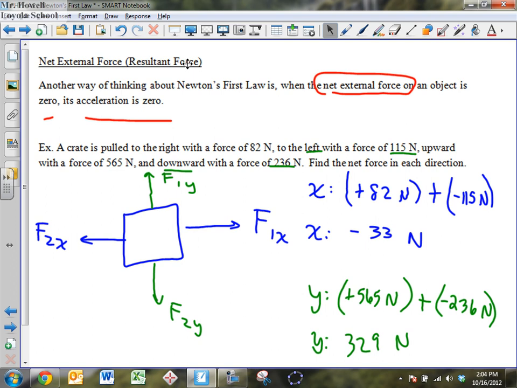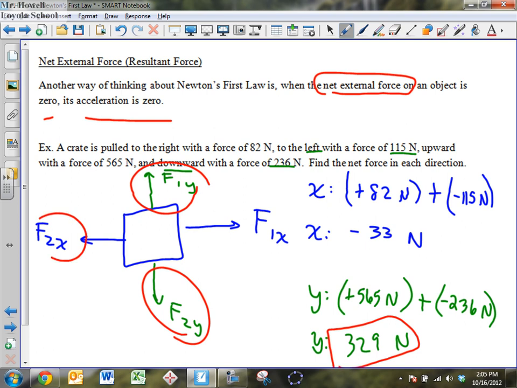So here's what I want you to do next. And this is 329? Perfect. This is what I want you to think about now. The upward force overcame the downward force. I know that because my resultant is positive in the y. So this upward force here was greater than this downward force, yielding a positive answer. The leftward force was greater than the right force because I got a negative answer in the x.